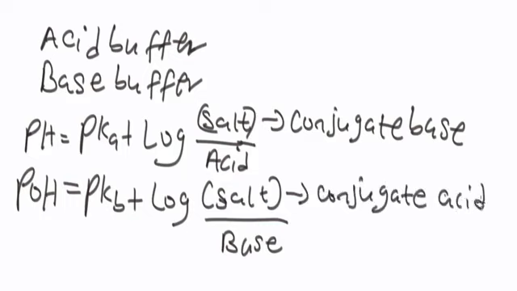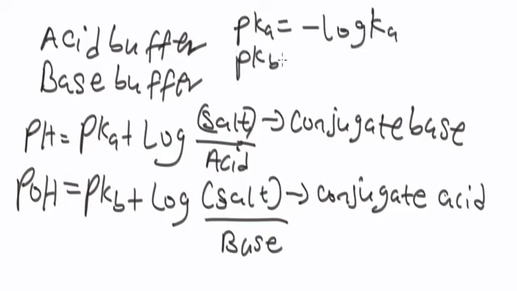The pKa and pKb are usually given in the question you are asked to solve for each acid buffer or base buffer. The pKa is the negative log of Ka, whereas the pKb is the negative log of Kb. Having known this, let's solve a typical problem so that we can understand how to apply this formula very well.